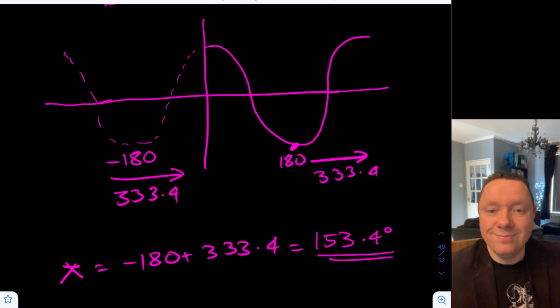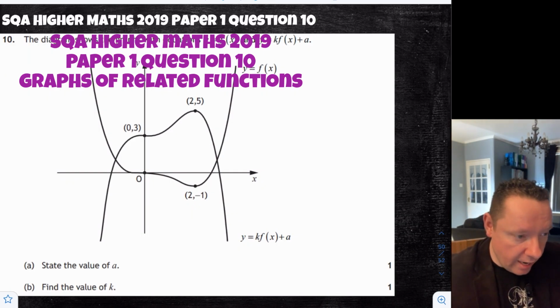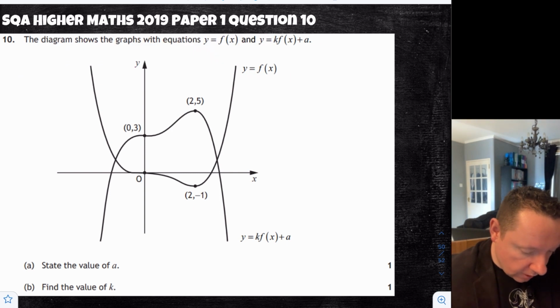And we're done there. Graphs of related functions, SQA Higher Maths 2019, paper 1, question 10. The diagram shows the graphs of f(x) and kf(x + a). So f(x) is this one here, and kf(x + a) is this one here. State the value of a and find the value of k.